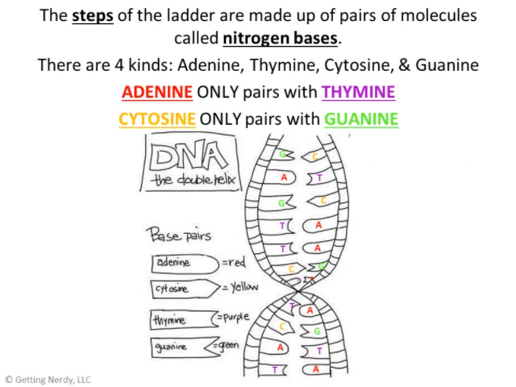All right, moving on. Now, like I said before, the steps of the ladder are made up of the pairs of molecules called the nitrogen bases. And I said that there are 4 kinds of nitrogen bases, and you guys are going to need to know these. Okay? The first one is adenine, thymine, cytosine, and guanine. All right?